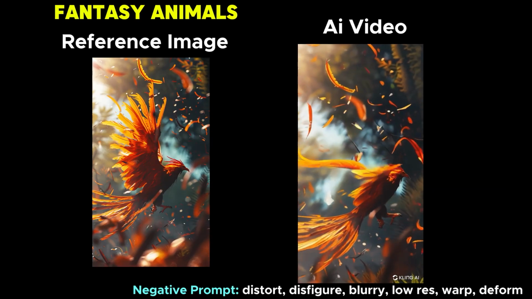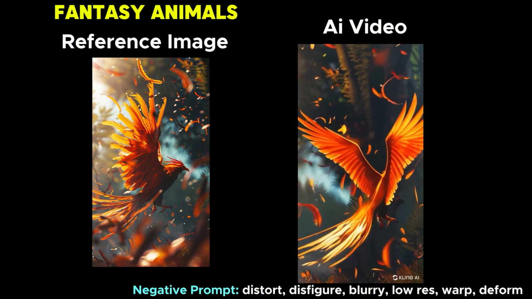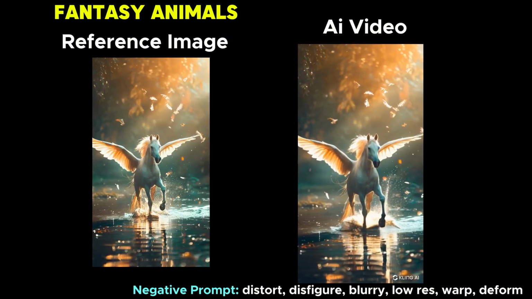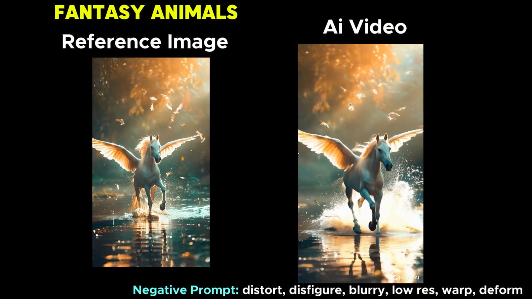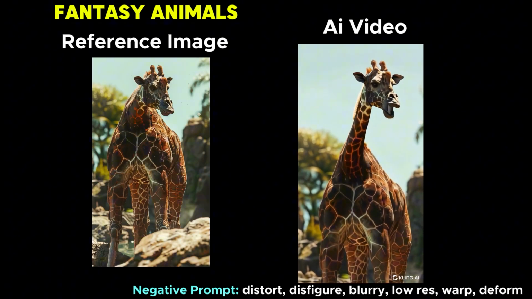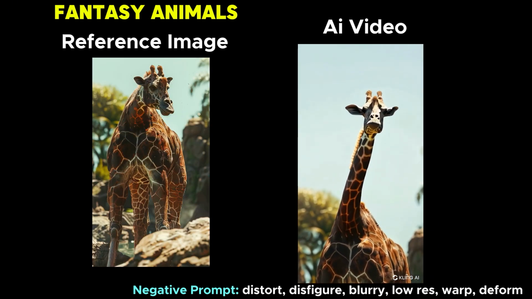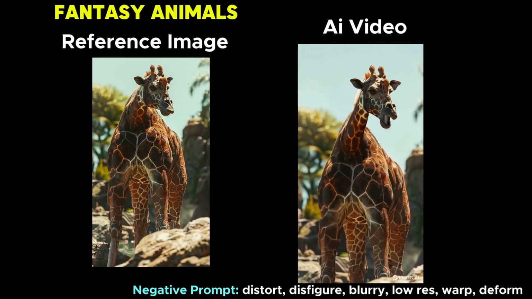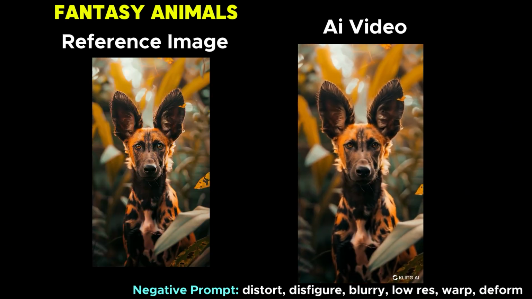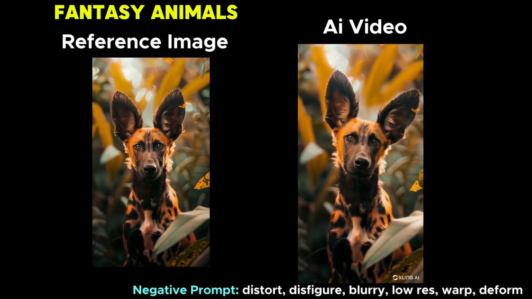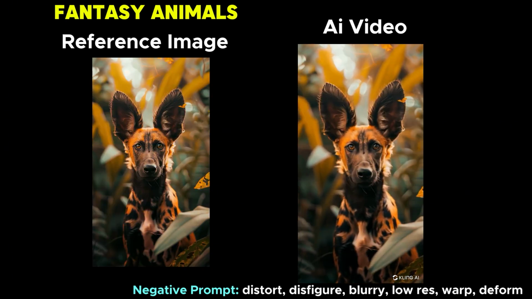For my final test, I animated some fantasy animal photos I created with Midjourney. These included mythical creatures and hybrids, like a giraffe combined with a gorilla. Unfortunately, the animation often morphs these hybrids into a regular giraffe instead of keeping the original blend. In hindsight, I should have added text to the negative prompt, as some videos had subtitles unexpectedly popping up.